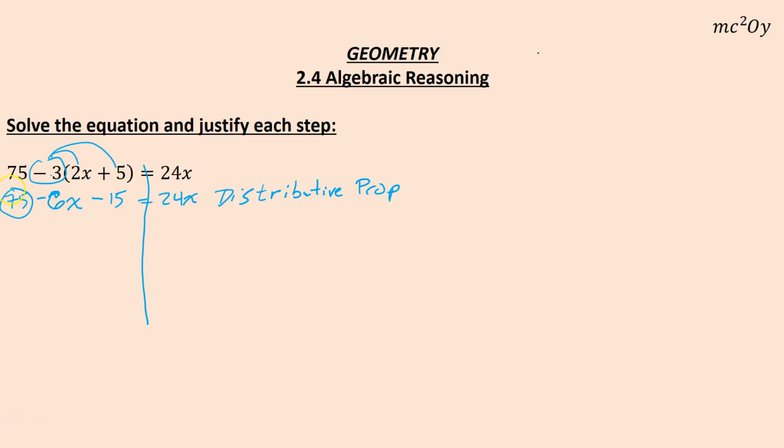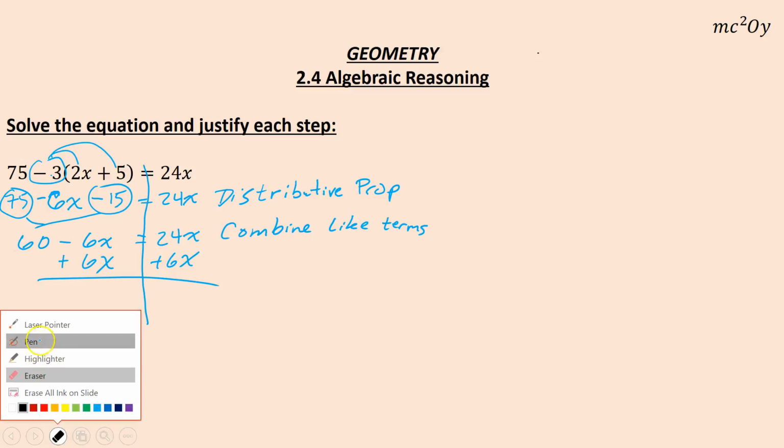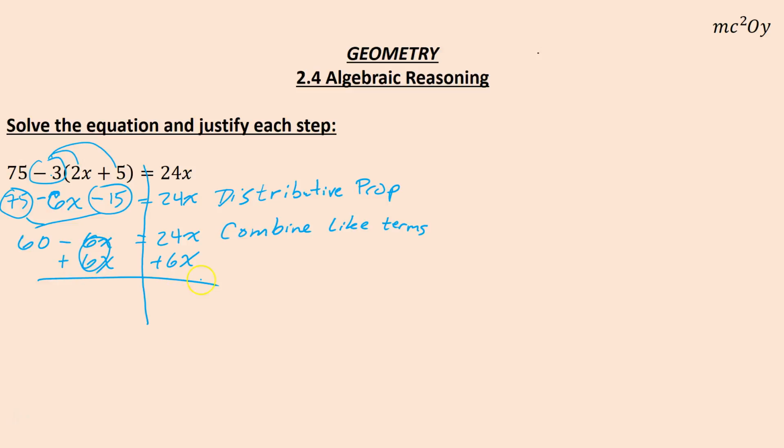All right, and then from there, I'm going to look at 75 minus 15. Well, 75 minus 15, that's like terms. That's 60. 60 minus 6x equals 24x. Really what I've done there is combine like terms. Now, since I can't simplify either side, I'm going to start moving my variables to the same side. So I'm going to add 6x to both sides. Here we get 0, and here we get 30x. That's equal to 60.